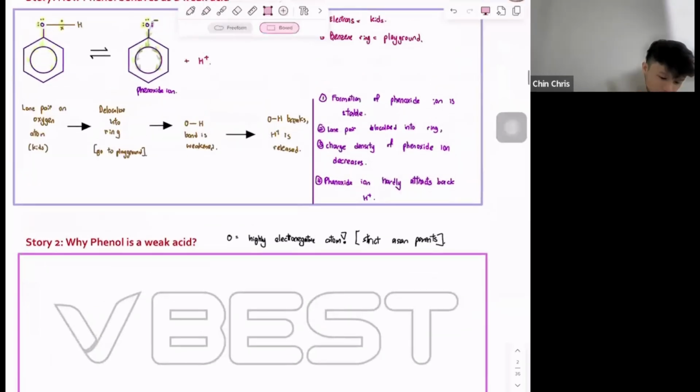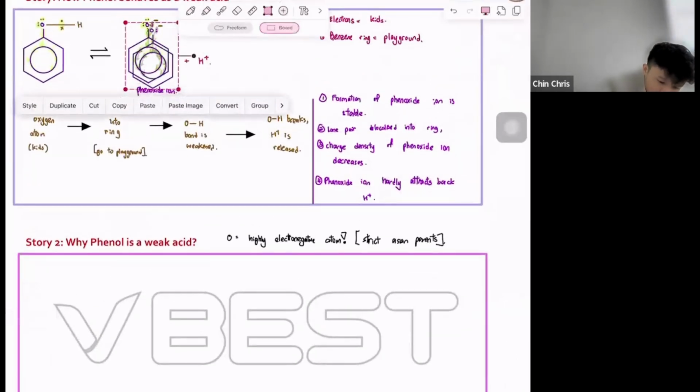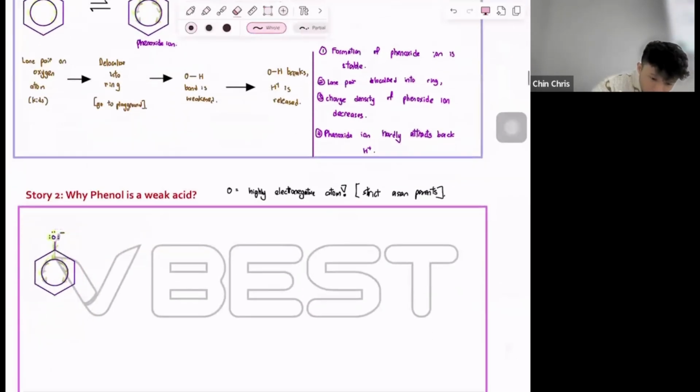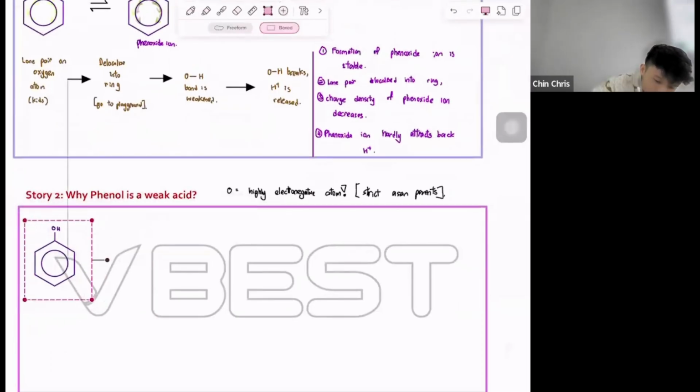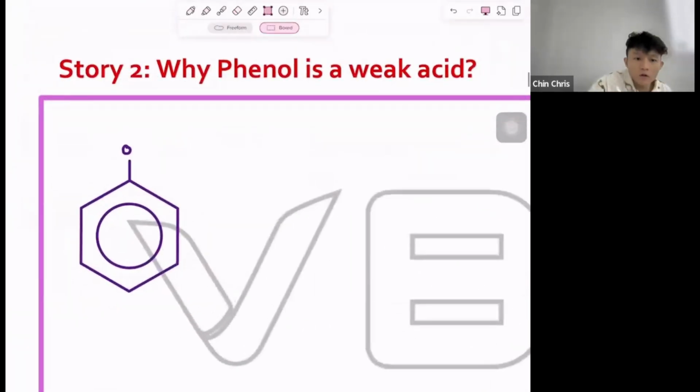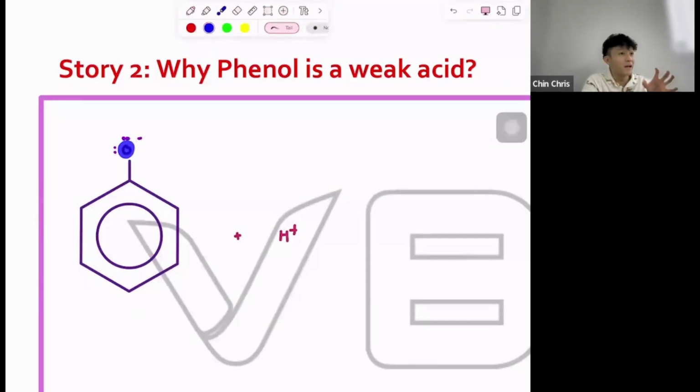Okay, this is your phenoxide ion. Okay, look at your phenoxide ion. You have a lone pair. Then you have an H plus. Just imagine this is your mom, basically.